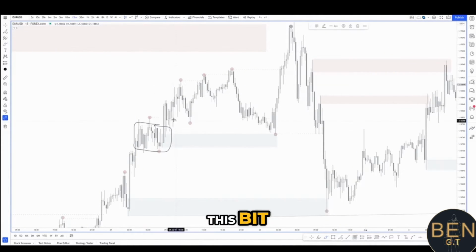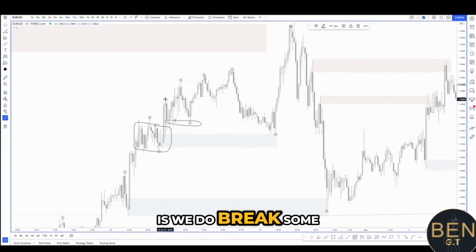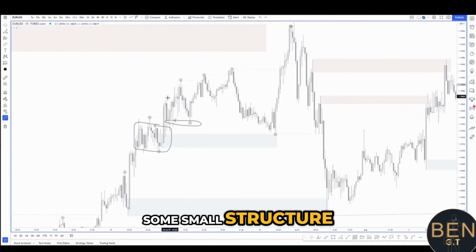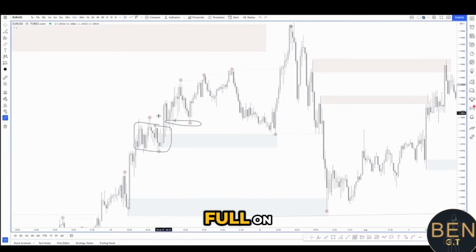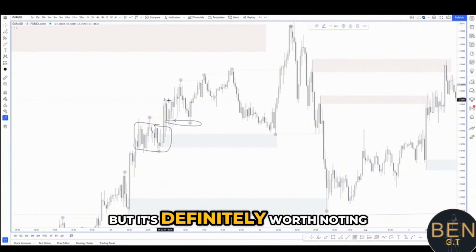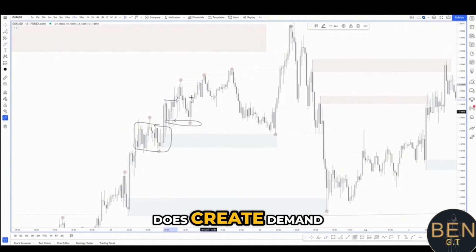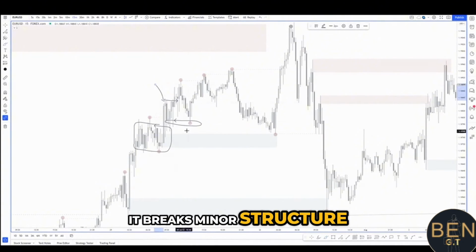Now, if we do look at this bit, we do have some wicks here, and what we can see is we do break some small structure, not much of a pullback to consider that a full-on 15-minute bit of structure, but it's definitely worth noting. We can see that it does create demand, price comes down to that demand. So this is valid because it breaks minor structure and continues moving to the upside.